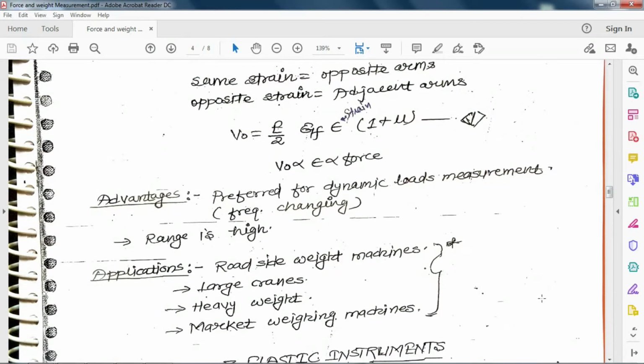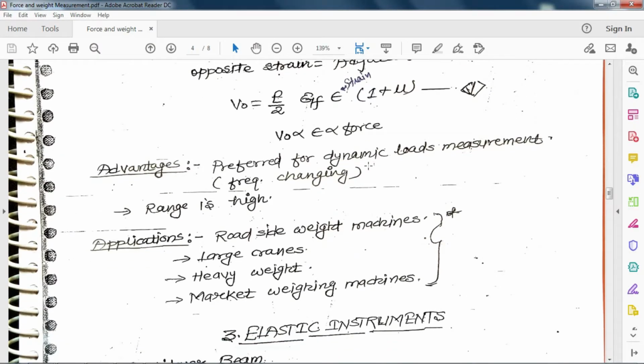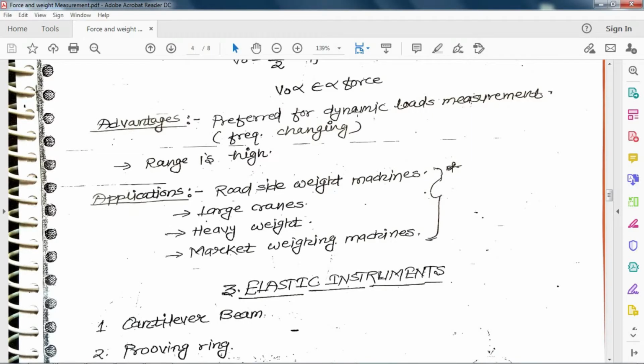So V naught is equal to E by 2 GF epsilon (1 plus mu). From here we can conclude that our output voltage is directly proportional to our strain, which is directly proportional to force. Advantages: preferred for dynamic load measurement where frequency changes. Range is very high. Applications: roadside weight machines, large cranes, heavy weight measurement, market weight weighing machines.